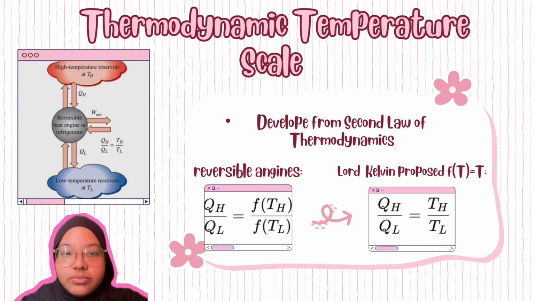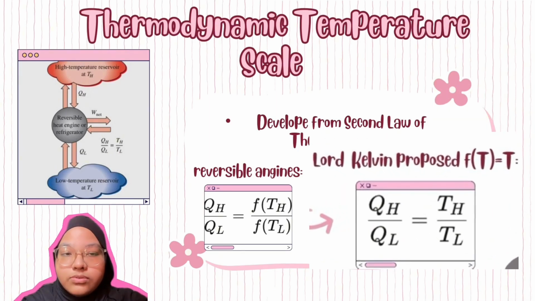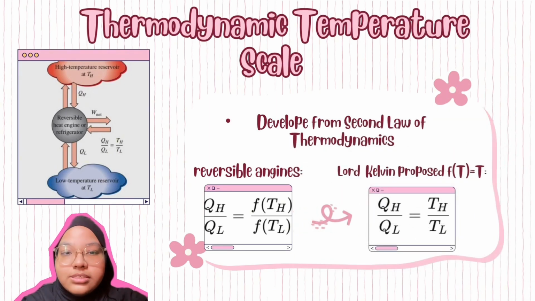Lord Kelvin proposed that the function F(T) is simply T itself. This gives us QH over QL equals TH over TL. This is the foundation of defining a temperature scale that is not based on a physical substance but on pure thermodynamic principles.